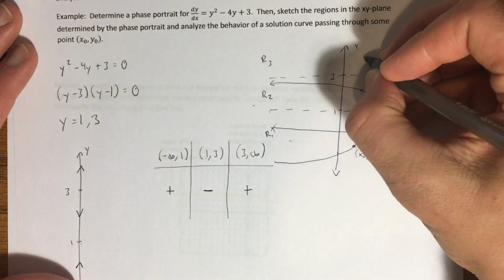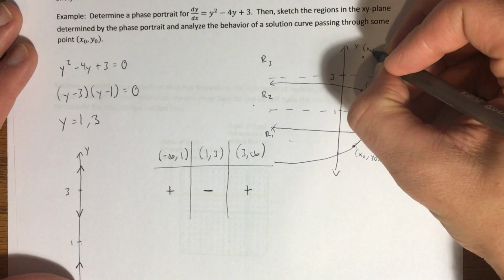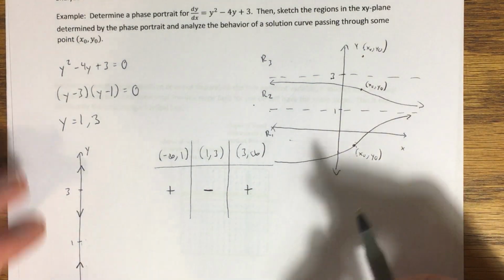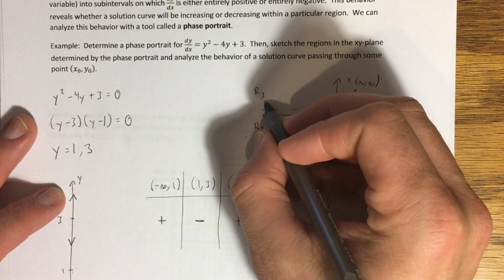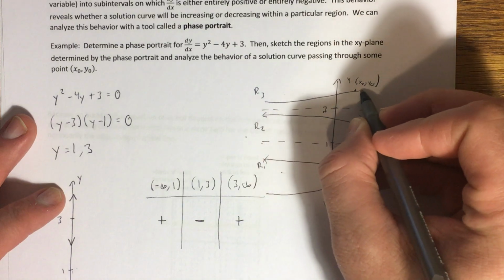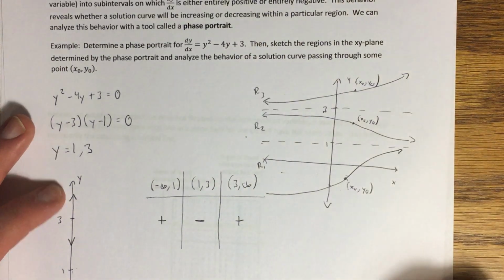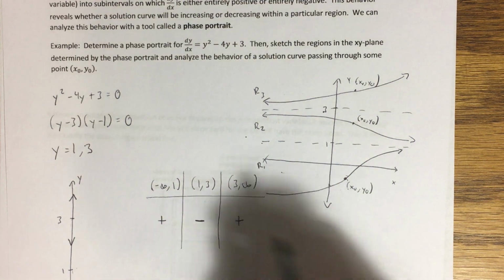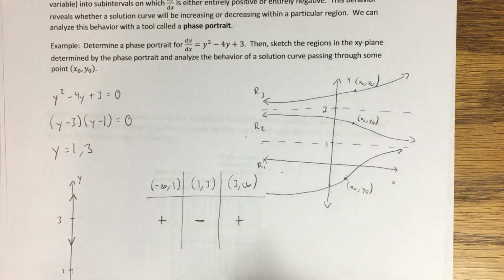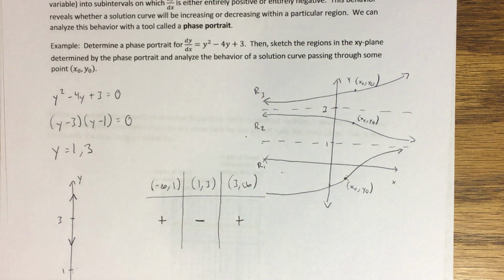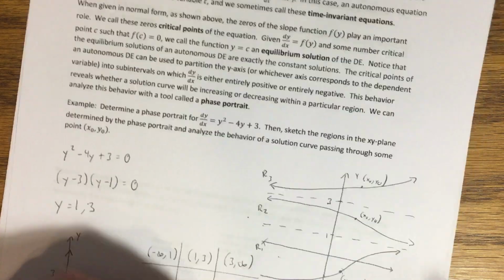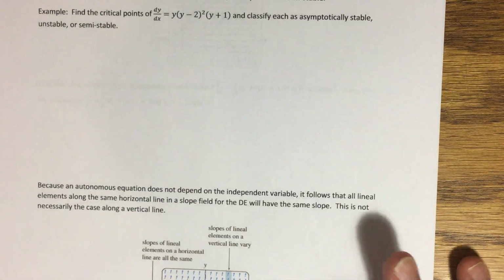And then finally, let's suppose that we have a point in this third region up here, x naught, y naught. In that area, we know from our phase portrait that our function should be increasing. And so I'm going to sketch an increasing curve that passes through that point. Now, I don't know if I got the shape of these curves correct, but I do know just that little bit of information. I do know whether they're increasing or decreasing, and I do know that they're bounded by our equilibrium solutions. That's useful information even if we don't have an explicit solution to work with.